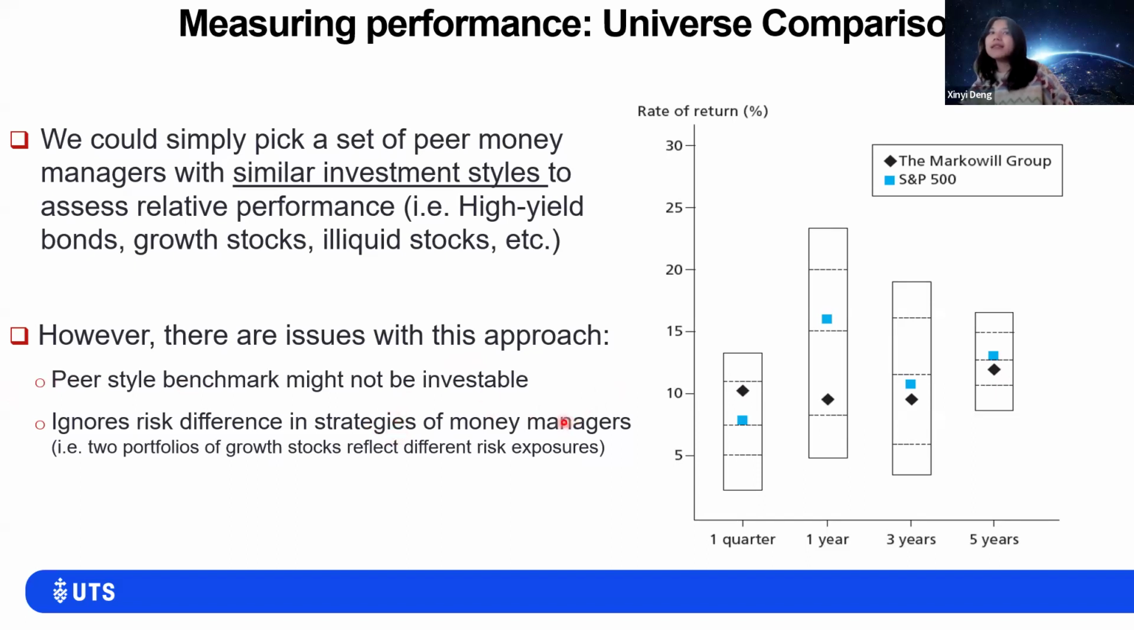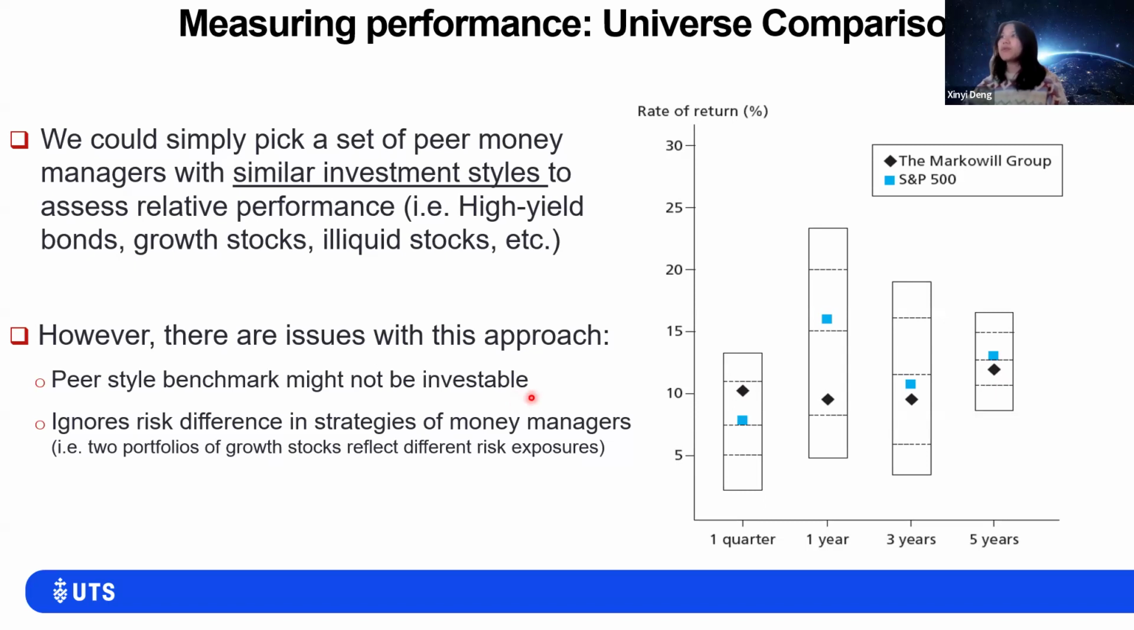What do we mean by that? This means that even if we identify a group of peer money managers with similar investment styles, it may not be possible to directly invest into a portfolio that replicates their combined strategies. This is because we cannot exactly quantify a combination of those peer money managers' strategies.